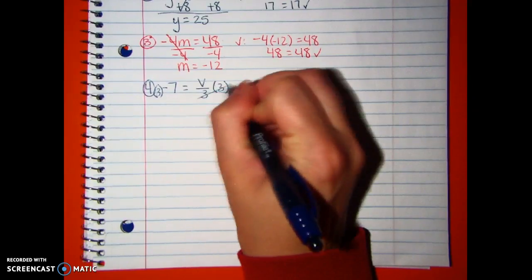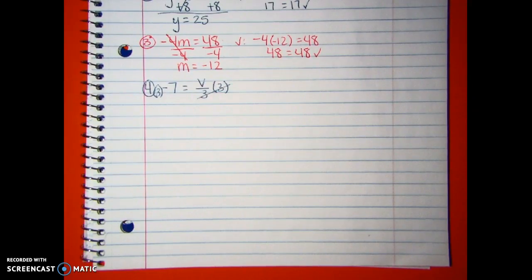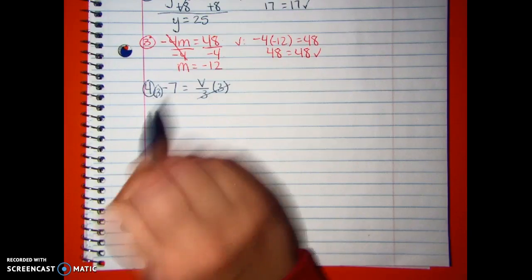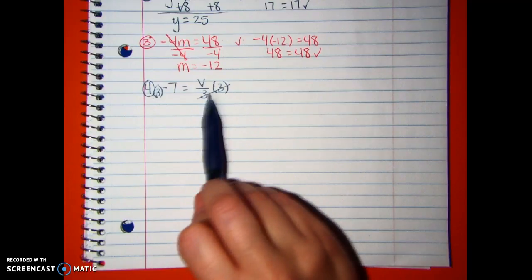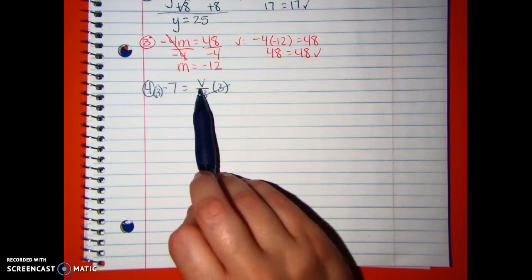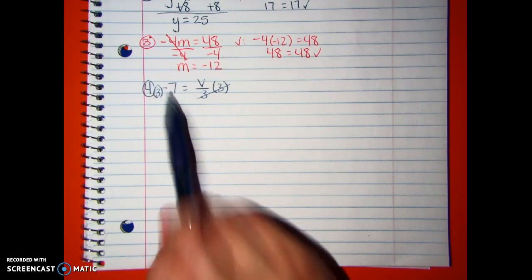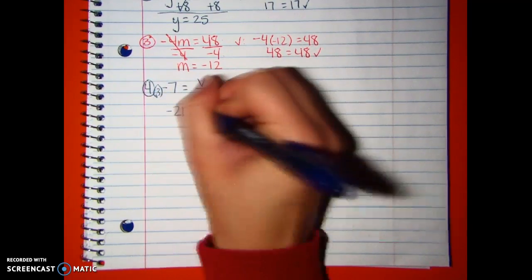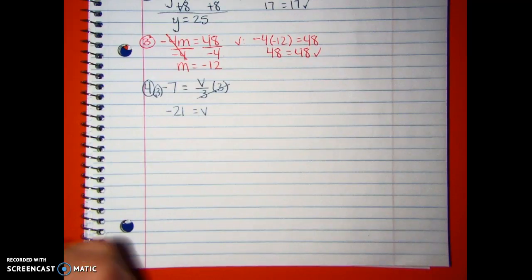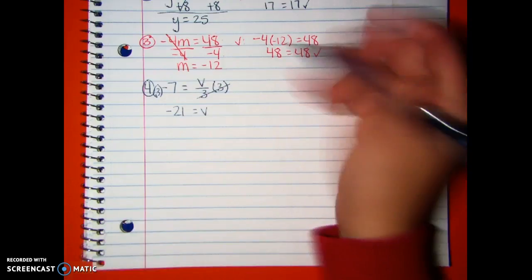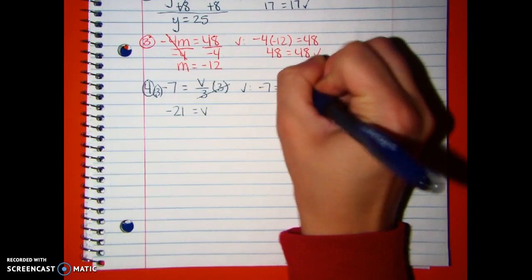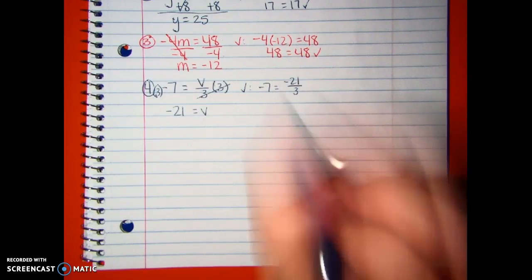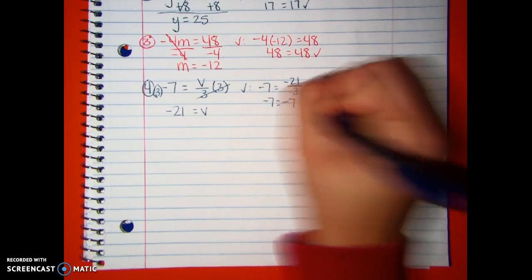And by doing that, these cancel out. 3 times negative 7. Actually, before I do that, a lot of people change this to 3v. Do not do that. These 3's cancel out, so there's not going to be a 3 up here. Okay, that's the number one mistake I see. 3 times negative 7 is negative 21. And there's your answer. If it makes you feel better, you can rewrite it as v equals negative 21. It does not matter to me. And let's check our answer. Negative 7 equals negative 21 divided by 3. And that is true. Negative 7 equals negative 7. So that one's good.